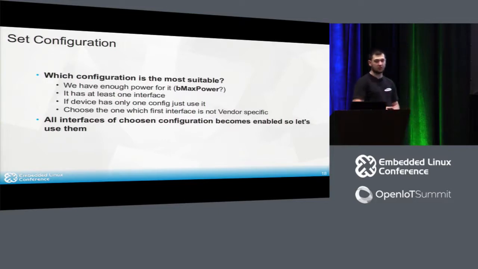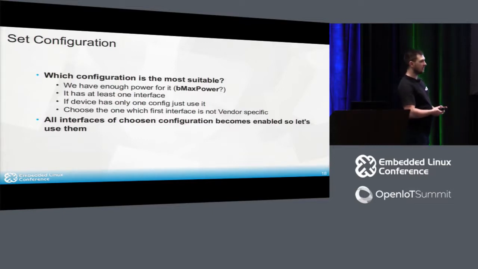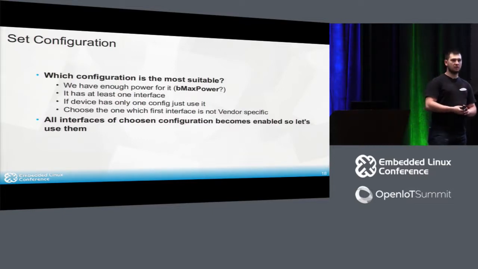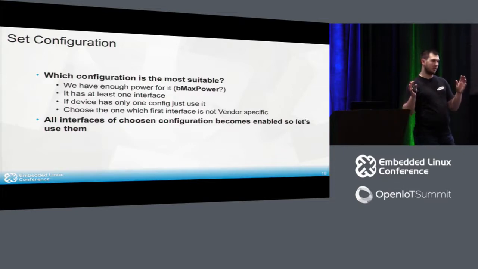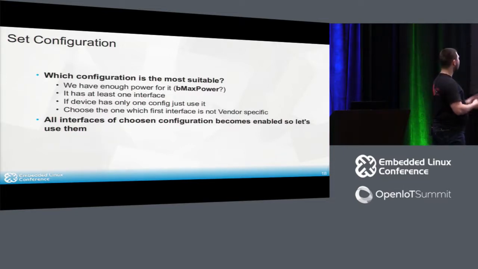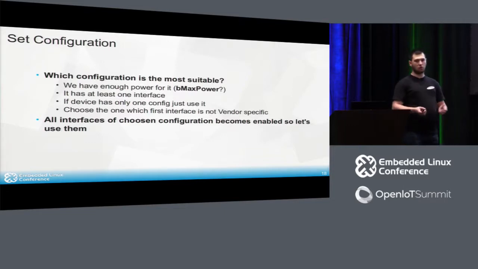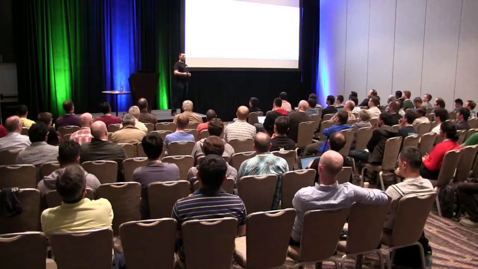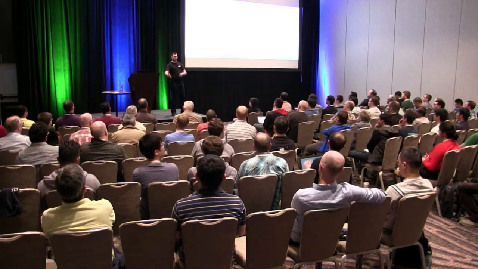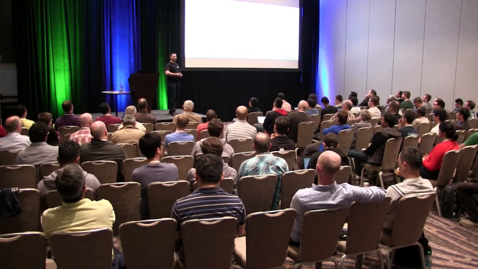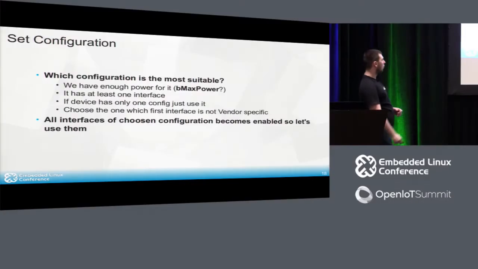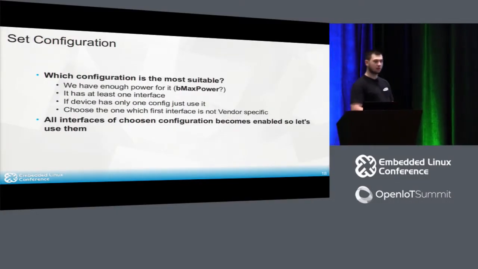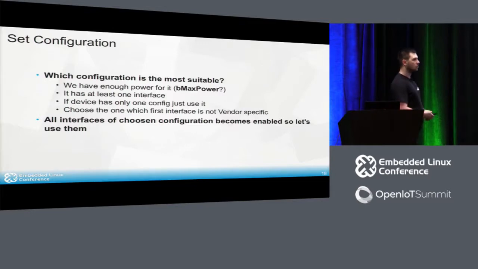If the device has multiple configurations, then our kernel does some heuristic and says, OK, Linux is not the most popular desktop OS yet, so let's choose the configuration in which the first interface is not a vendor-specific class, as we are more likely to have a driver for a well-standardized protocol than some vendor-specific driver. When we choose a configuration, all interfaces from that configuration become available to our USB host.